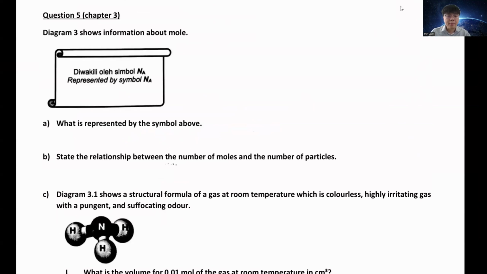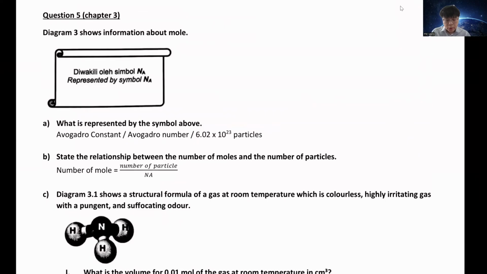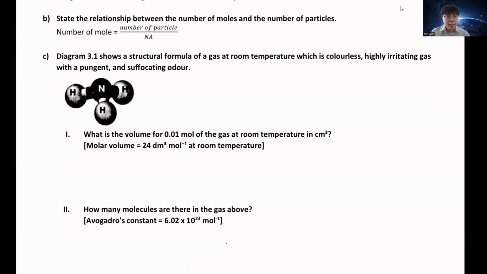Then what is represented by the symbol Na? Na is the Avogadro constant, which is 6.02 times 10 power 23. What is the relationship with the number of mole? So number of mole equals the number of particles over the Avogadro constant. So they give you a formula here.